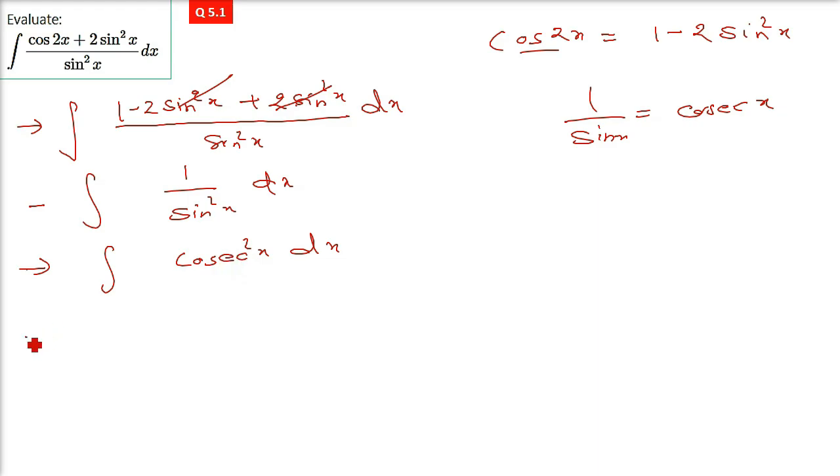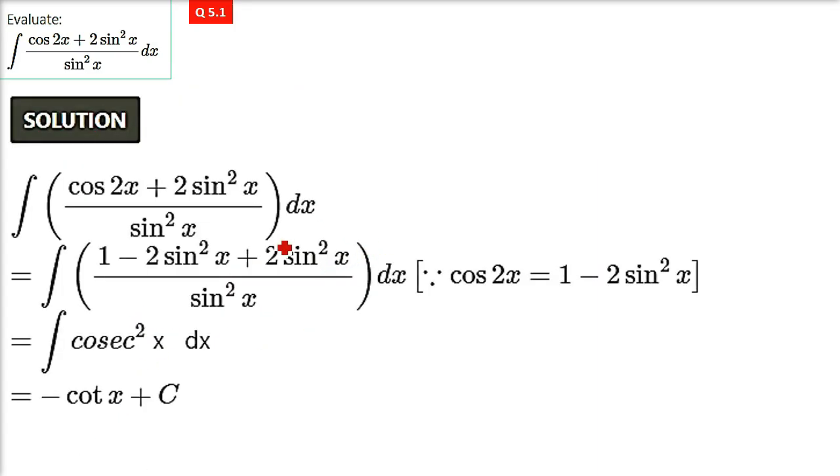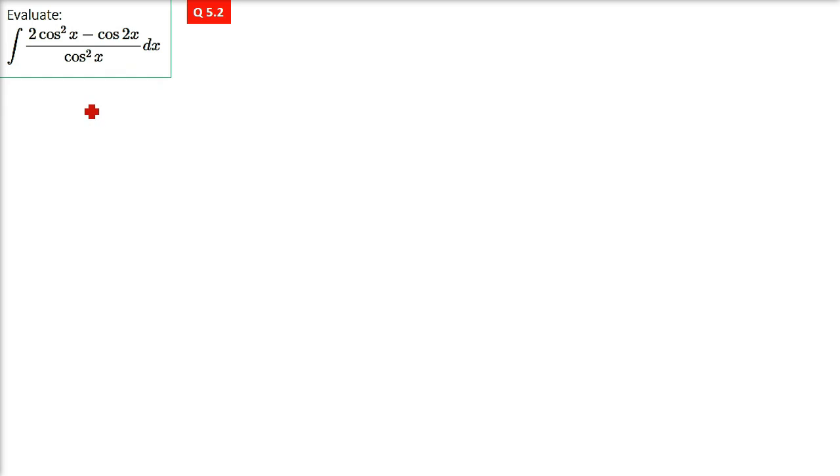So integration is just the inversion of differentiation. You can write it as negative cot x, since the derivative of cot x is minus cosec square x. So this comes like minus cot x plus c. This is the entire solution. Whenever you want to solve it, you have to do it like this. Similar way, we have done the formulas and applied them to previous questions.